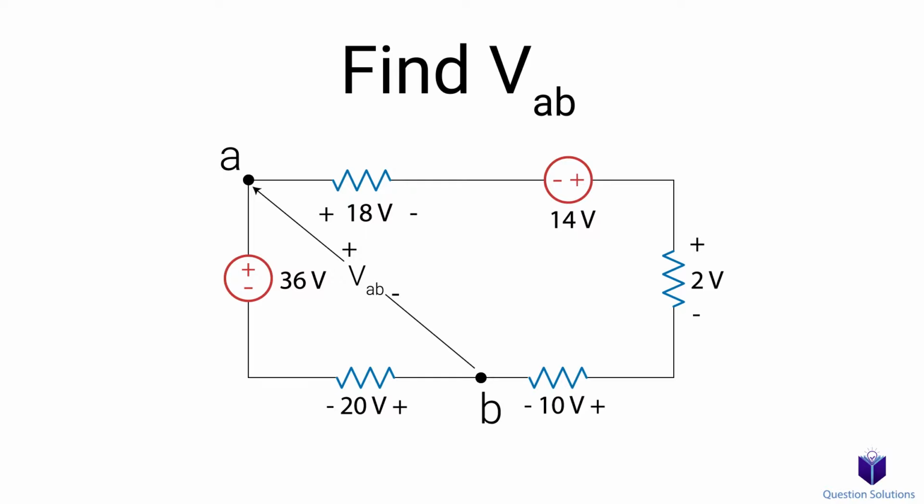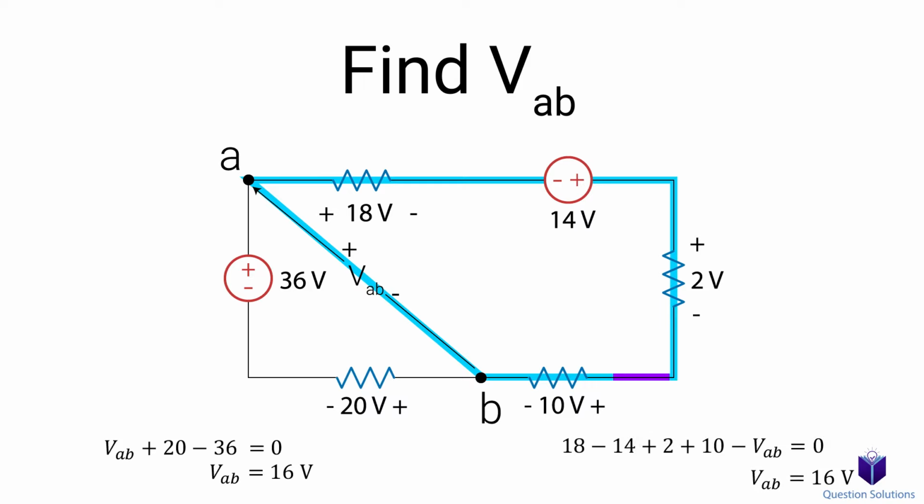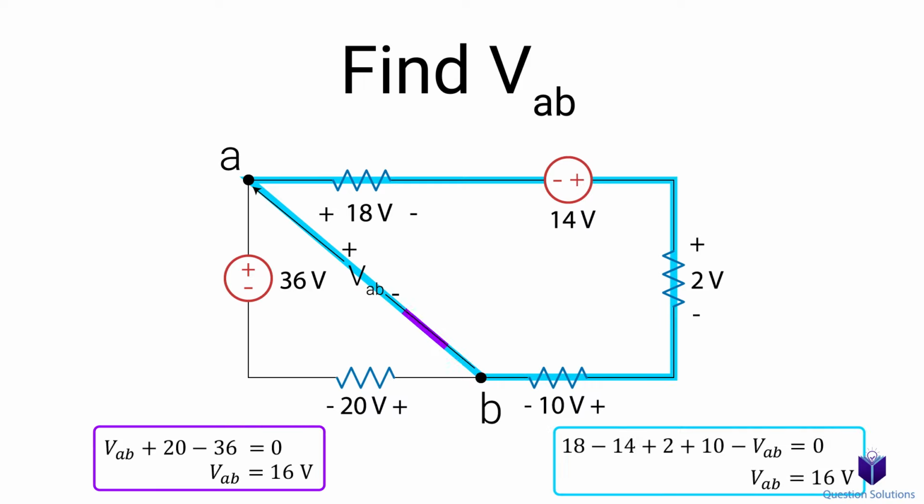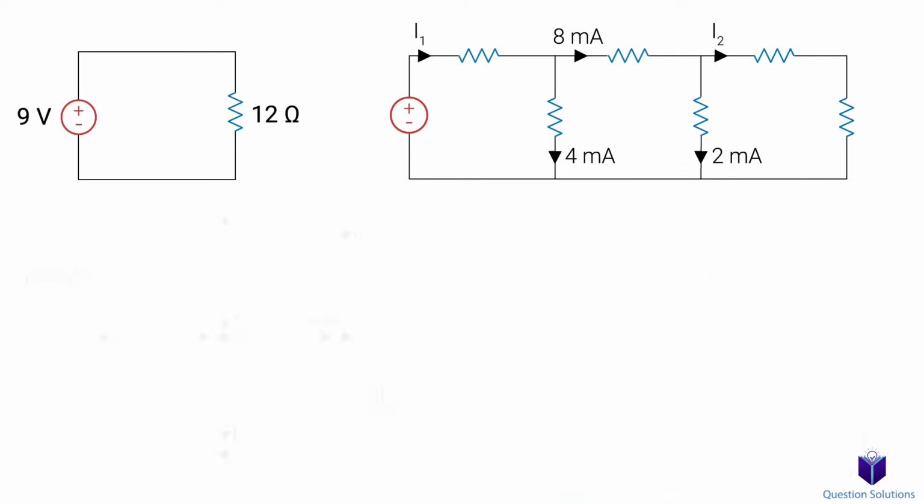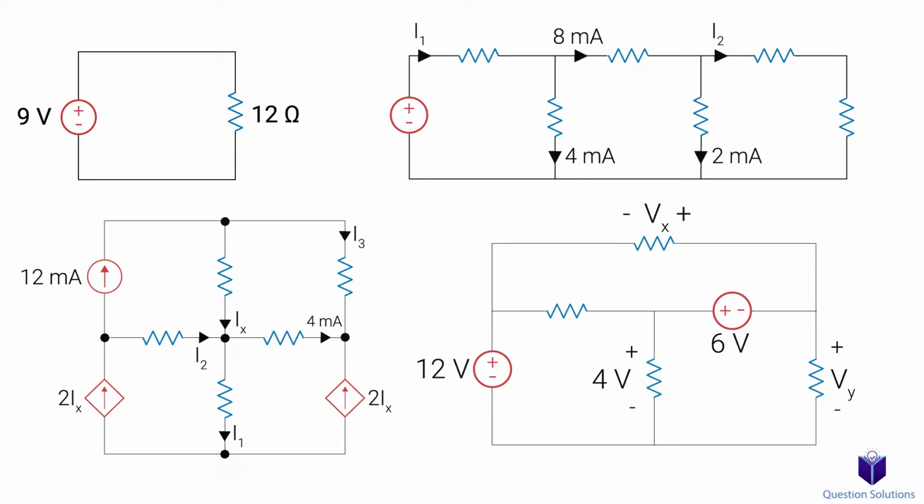Now we can write a KVL for this loop, assuming VAB to be an unknown variable. The loop you want to use is completely up to you. I will use 2 loops to show that you get the same answer. Let's go clockwise in this loop. Now we can do this loop. Notice how when we went clockwise for this loop, we entered the negative side of VAB and we get the same answer. Now let's move on to some examples to see how to apply what we learned.